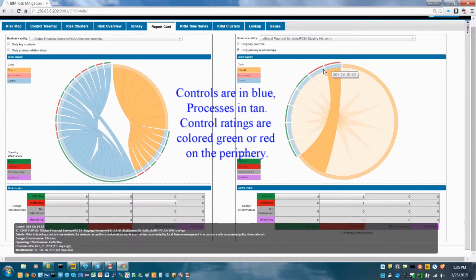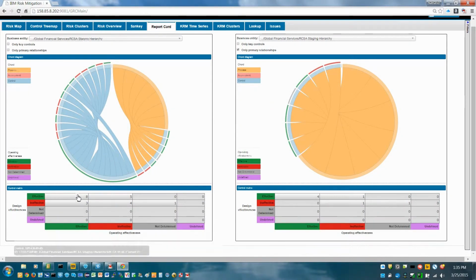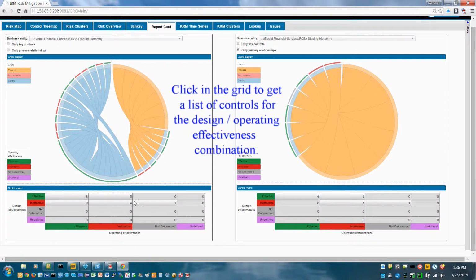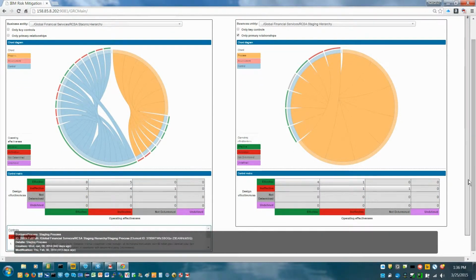Around the outside of the circle are the controls in light blue and the business process that they are affecting. At the bottom we see a grid that compares and contrasts the design effectiveness and the operating effectiveness ratings. There are more controls shown on the left than on the right, and we can see here that there are 4 controls that are ineffective both in design and operating effectiveness. Clicking on that will display a list of those controls.